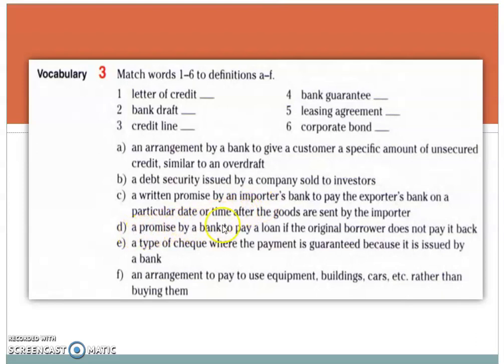Letter D, a promise by a bank to pay a loan if the original borrower does not pay it back. E, a type of check where the payment is guaranteed because it is issued by a bank. And then F, an arrangement to pay to use equipment, buildings, cars, and many more, rather than buying them.